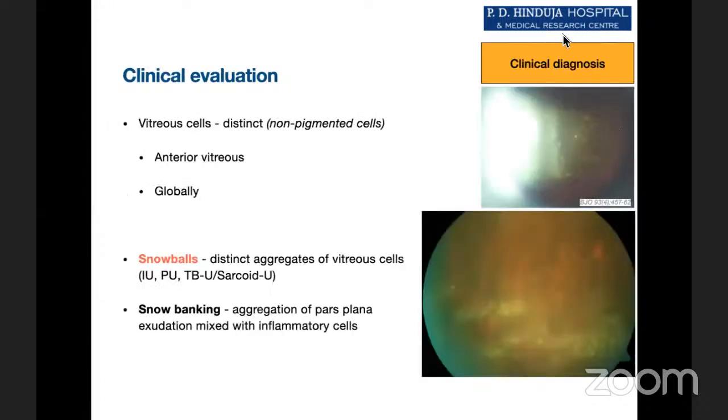While evaluating on the slit lamp, when we focus beyond the posterior lens margin, we may see vitreous cells, which are distinct cells. They may be present in the anterior vitreous or present globally. They may appear as distinct aggregates in the vitreous, or may also be called snowbank, which is an aggregate of pars plana exudation mixed with the cells.